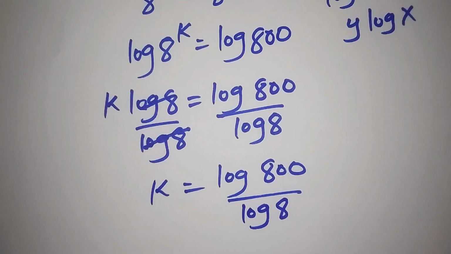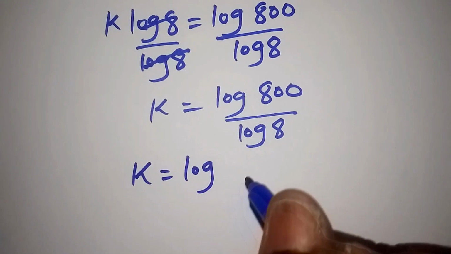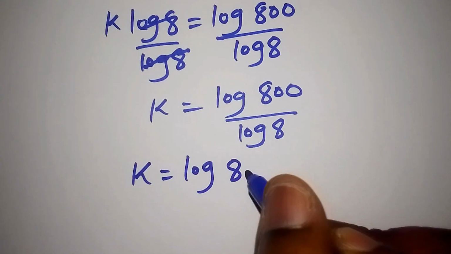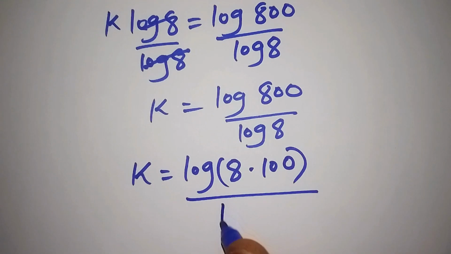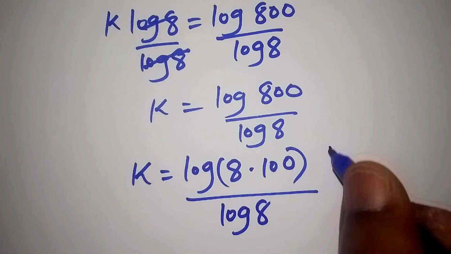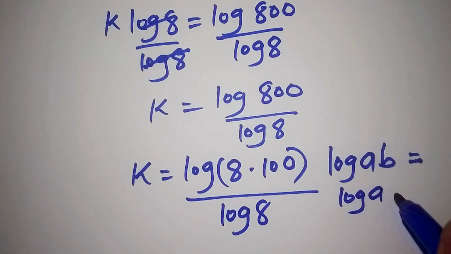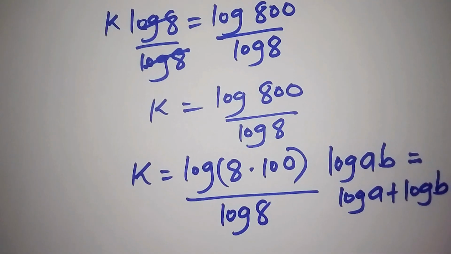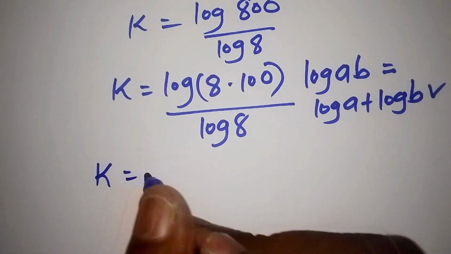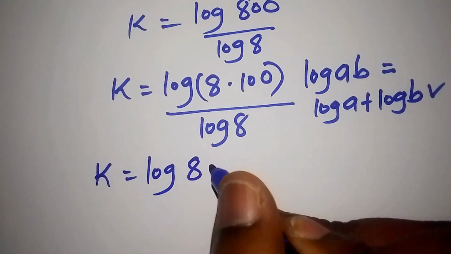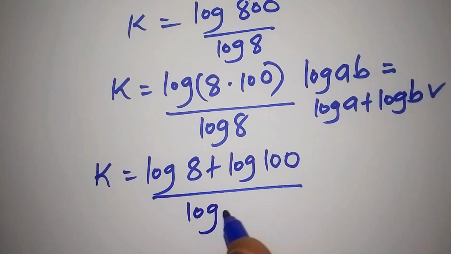Let's simplify it further. So now our value for k is equal to, the log of 800 can also be written as the log of 8 multiplied by 100, so we put them in brackets all over the log of 8. When we have the log of a multiplied by b, this can also be written as the log of a plus the log of b. So similarly, k is equal to the log of 8 plus the log of 100 all over the log of 8.